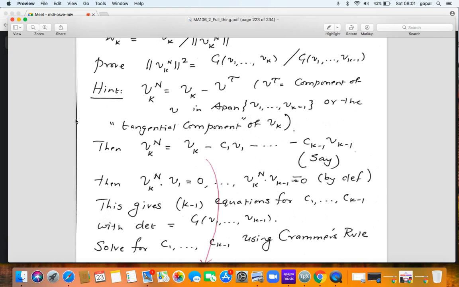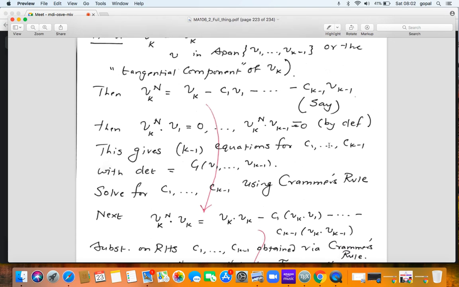What does it mean to say that I'm subtracting off the component in the tangential direction? It's a normal component. So when I take the dot product of Vkn with V1, with V2, with V3, I'm going to get 0. So Vkn dot V1 is 0, and so on, up to Vkn dot Vk minus 1 is 0, by very definition. These dot products give you a system of k minus 1 equations for C1, C2, ..., Ck minus 1. I would like you to write down these equations and solve them by Cramer's rule.